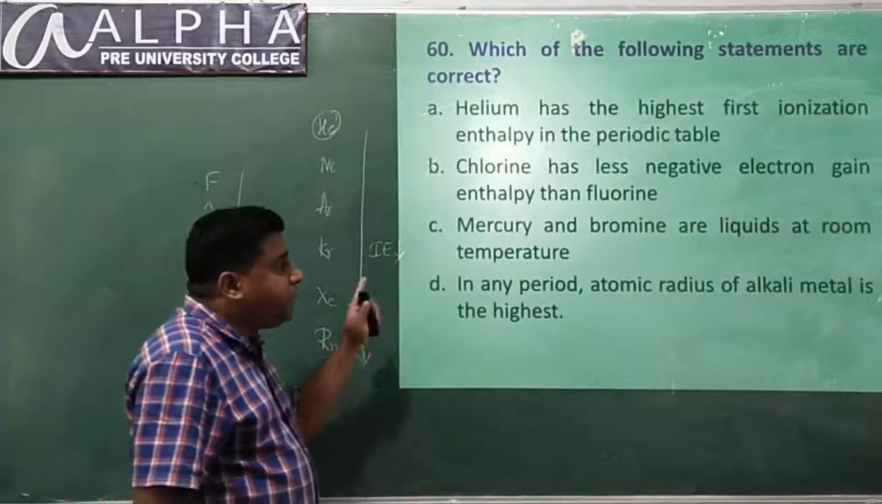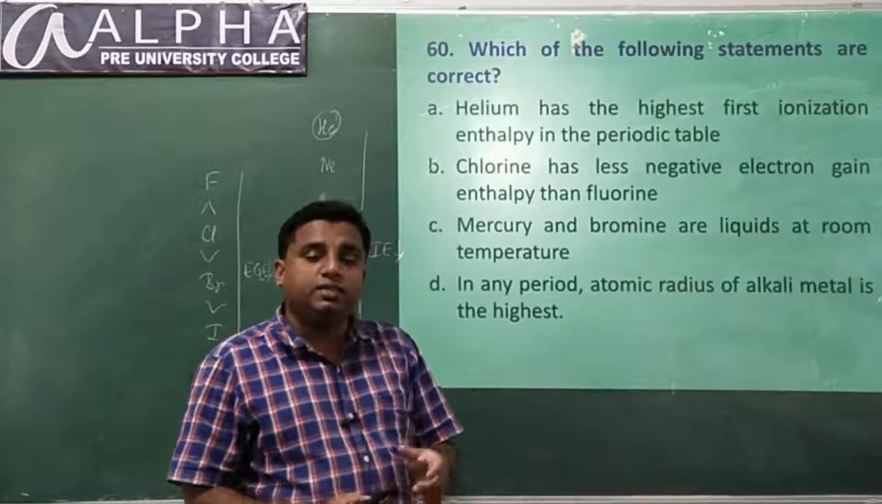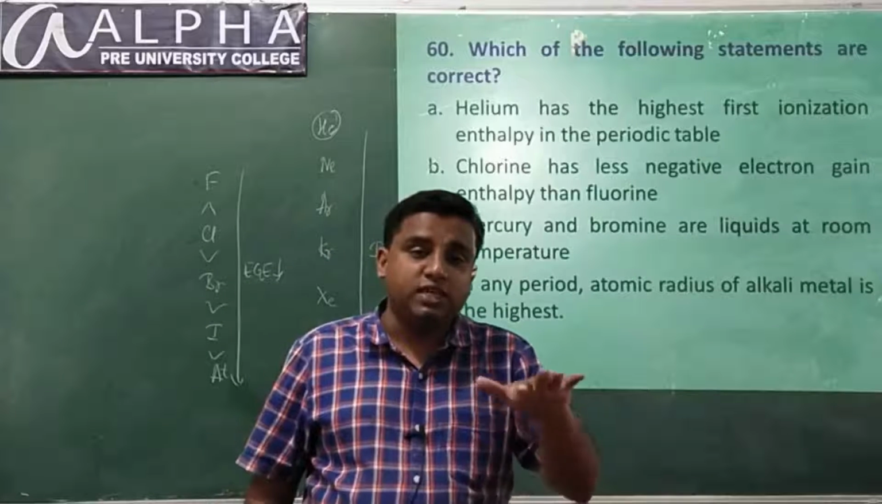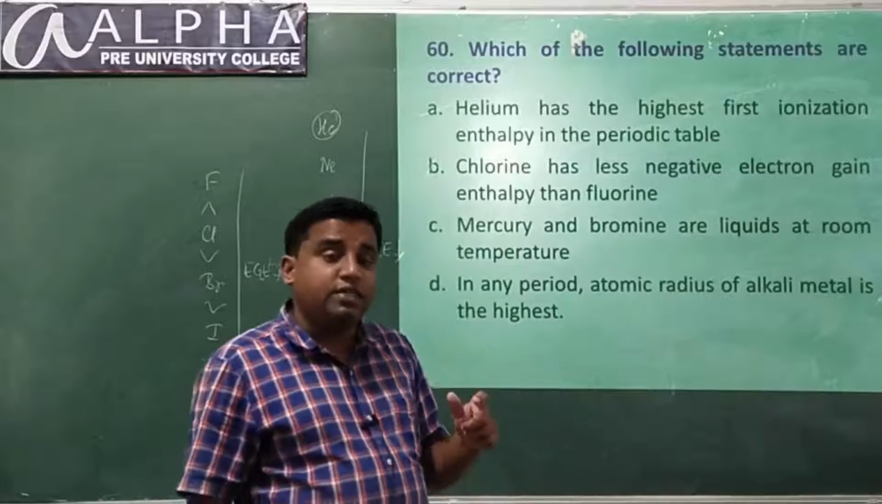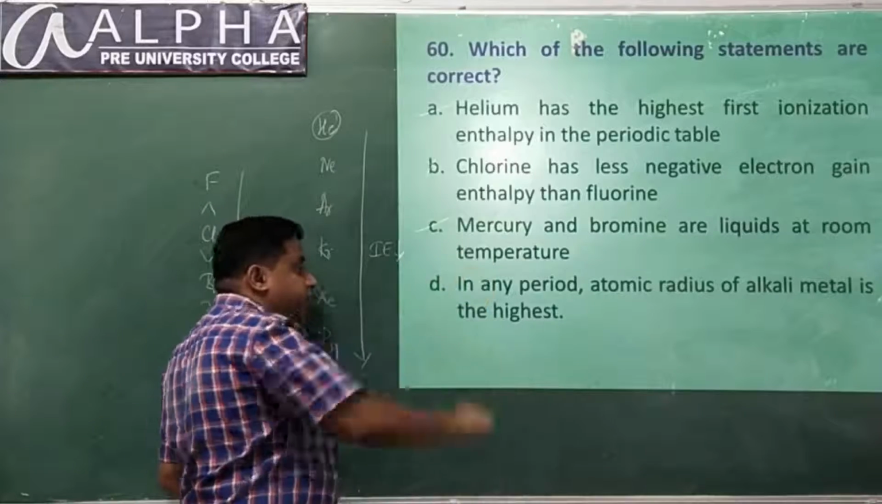Next option. Mercury and bromine are liquids at room temperature. Exactly. Mercury is a liquid metal. Bromine is a liquid non-metal. They both exist as liquids at room temperature. Yes, this is also correct.